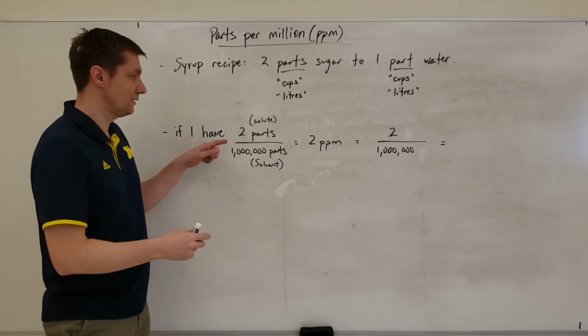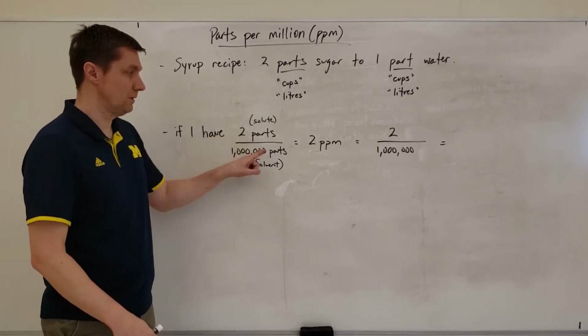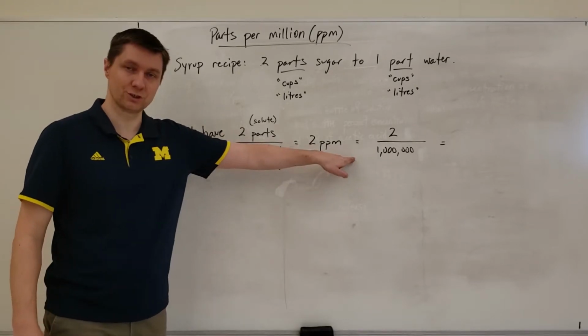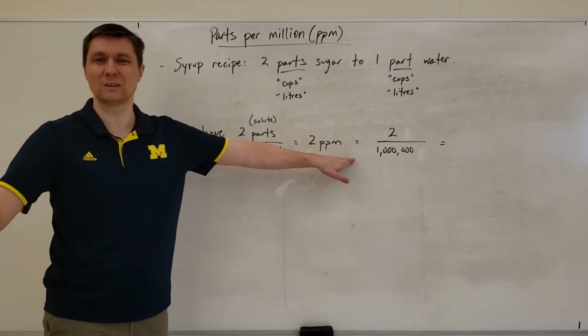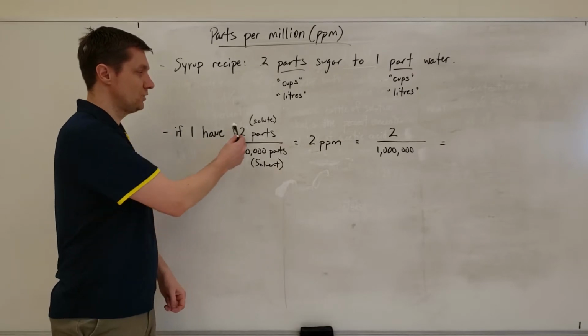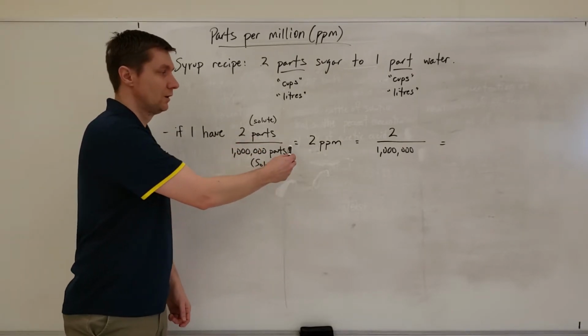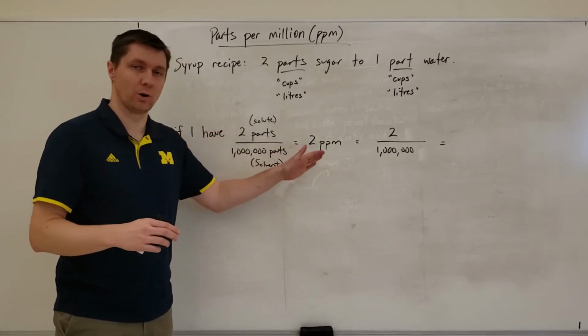But needless to say, if I have 2 parts in 1,000,000 parts, then my concentration is going to be 2 parts per million. That's what that means. We just don't say 2 parts in 1,000,000 parts. To just shorten it up, we just say 2 parts per million.